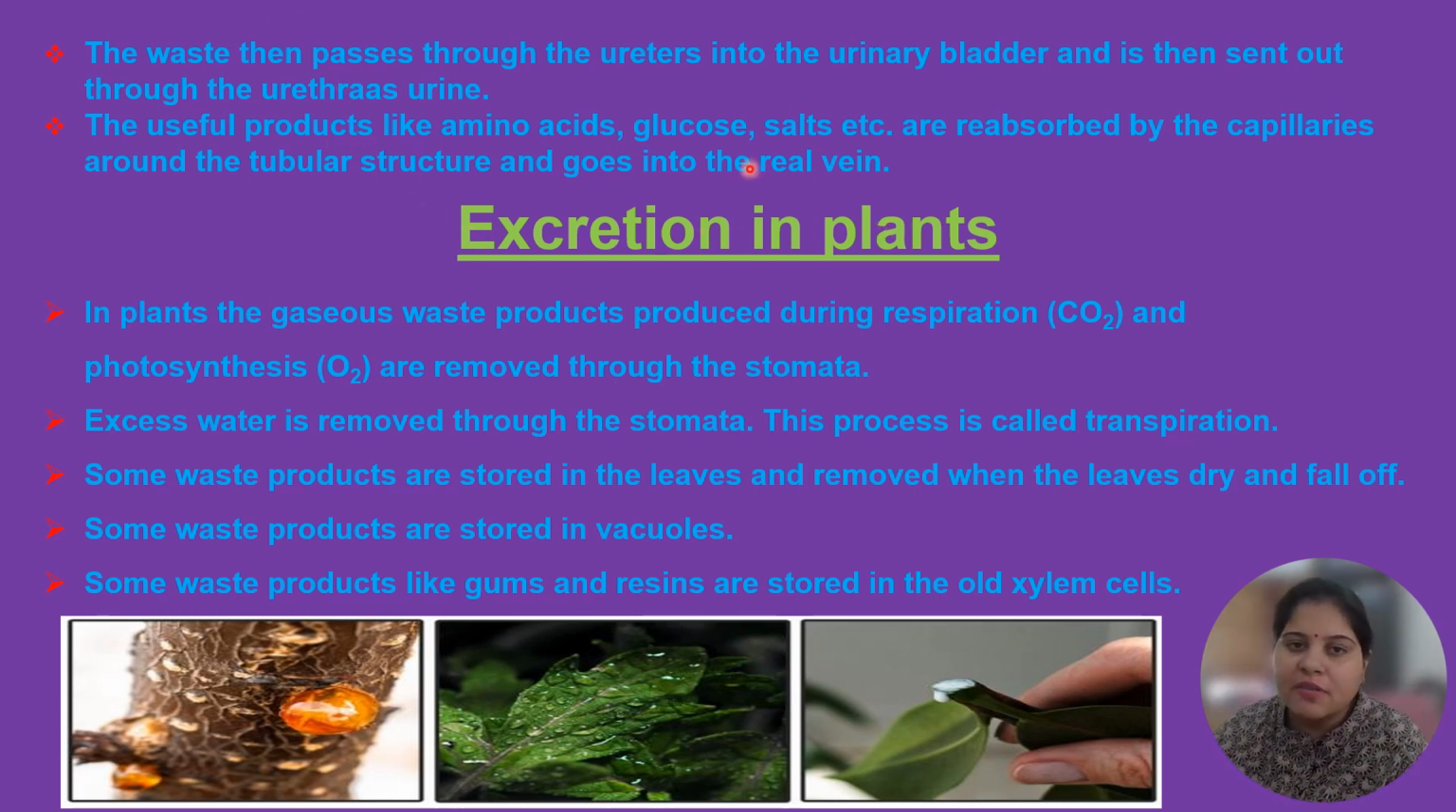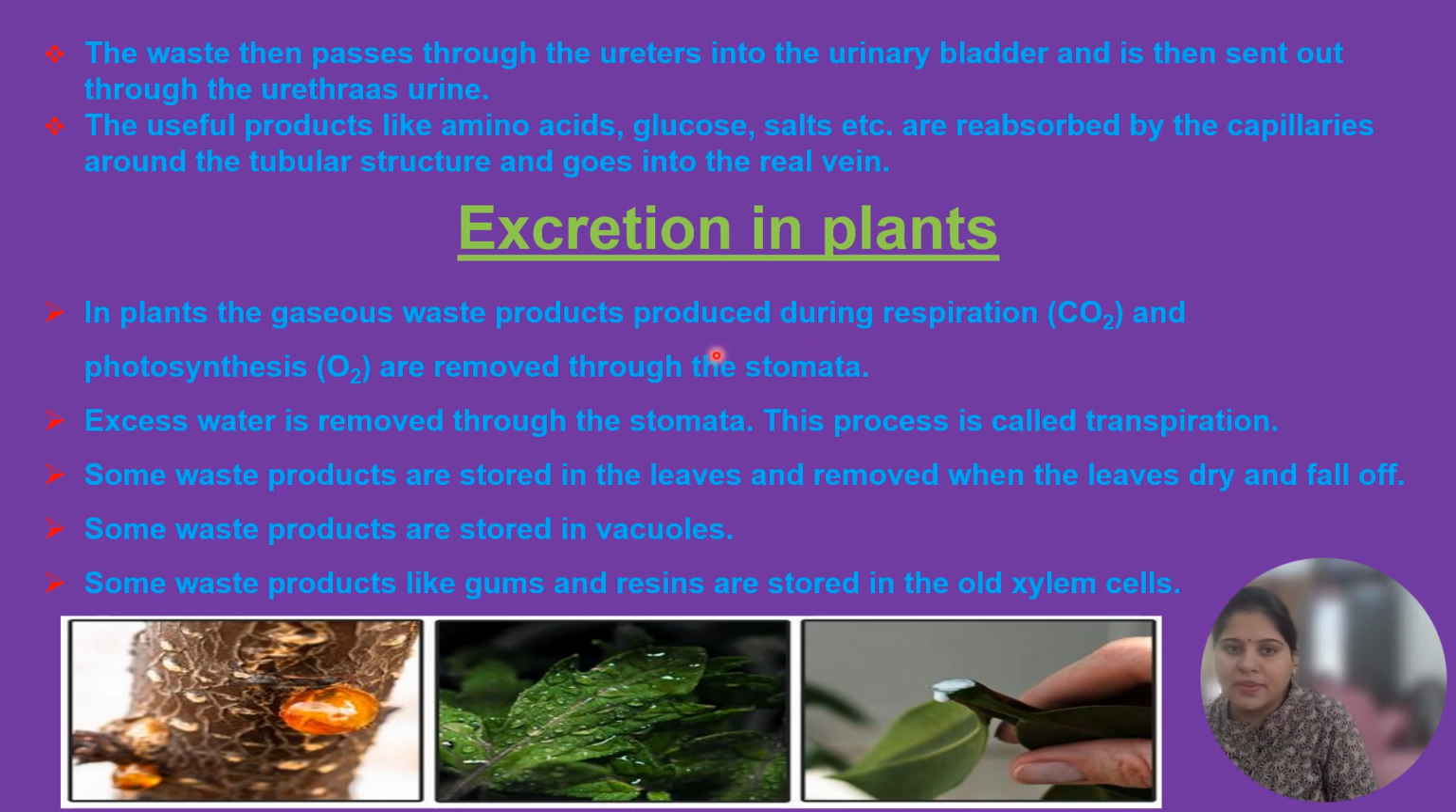Now excretion in plants. How does excretion in plants take place? So in plants, gaseous waste products are formed during respiration, and in plants oxygen is a waste product, so gaseous exchange takes place through the stomata. So stomata help in the exchange of gases. Now excess water is removed through the stomata, which is known as transpiration. So through transpiration, an excess amount of water can be removed.